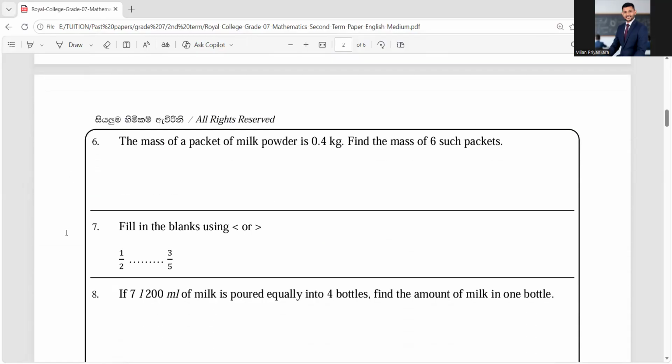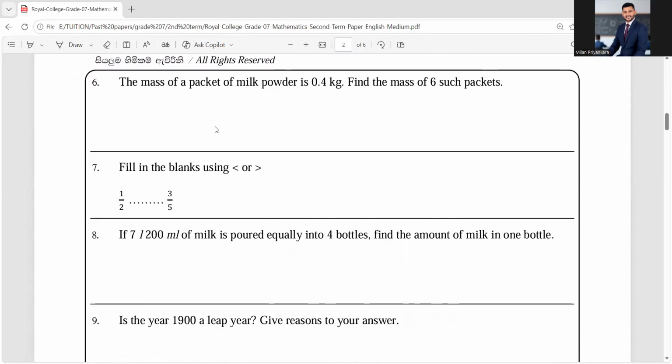Now, question number 6. The mass of a packet of milk powder is 0.4 kilogram. Find the mass of 6 such packets. It's very simple, right? You have to multiply 0.4 by 6. Then you multiply 4 into 6 is 24, right? 24. Here you have this decimal point. Just below the decimal point, you write this decimal point. Your answer is 2.4 kilograms. That's it. Very simple, right?